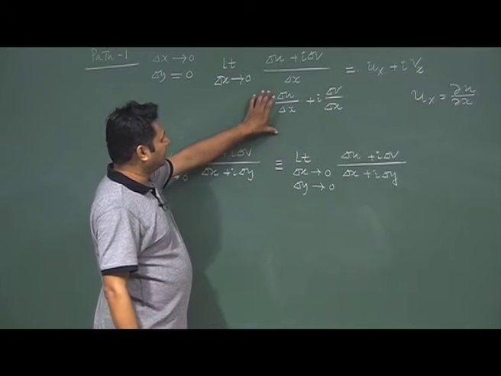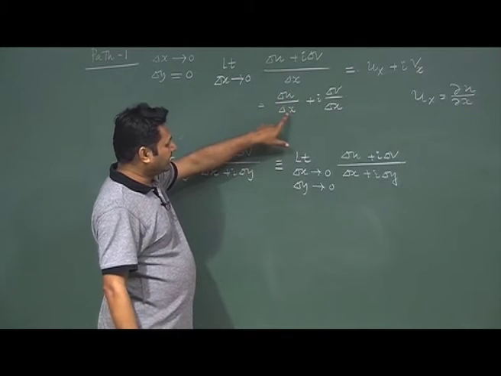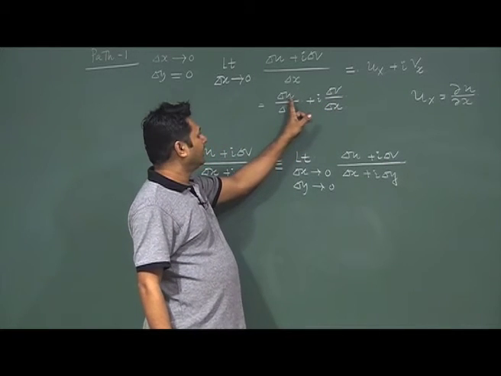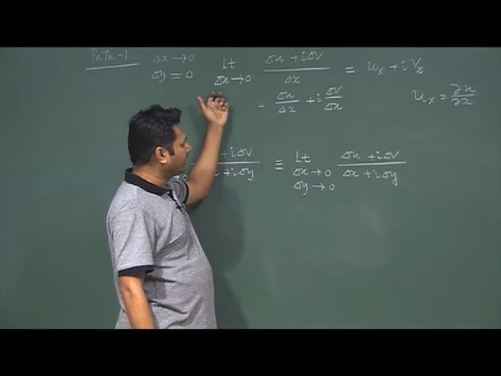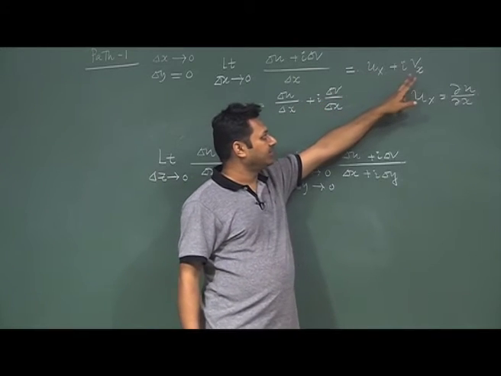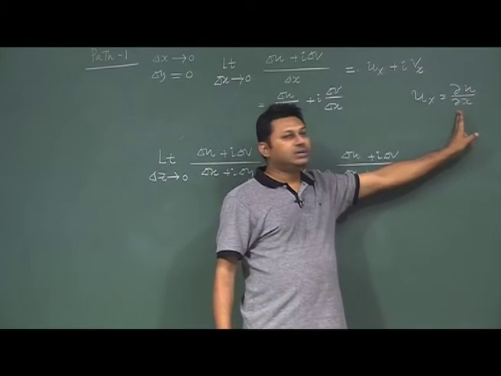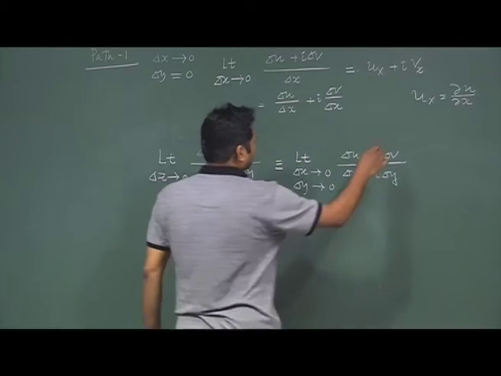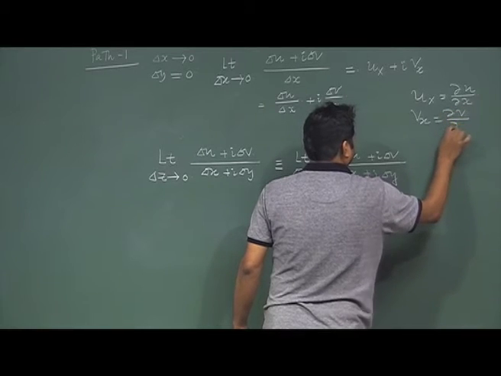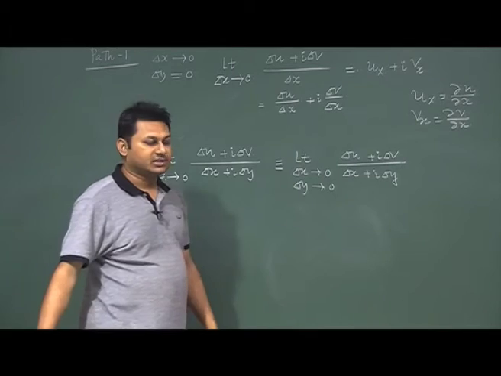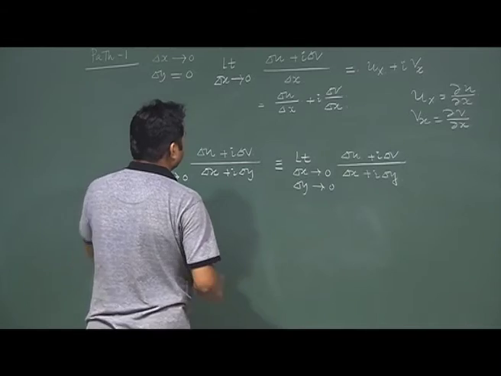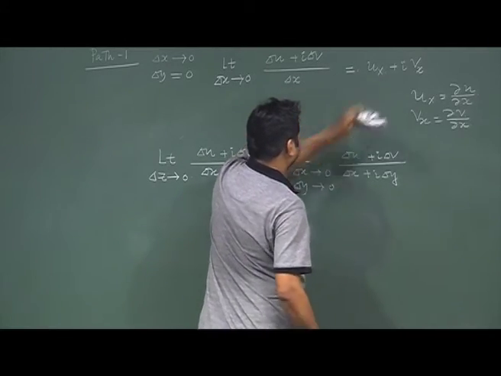Under the limit delta x tends to 0, I can write this as del u del x plus i del v del x, a partial derivative, because u is a function of x and y, but I am taking delta y as 0 and differentiating with respect to x. So finally, I have u_x plus i v_x, where u_x is del u del x and v_x is del v del x by definition. So this is one path, and path 1 gives me this quantity.